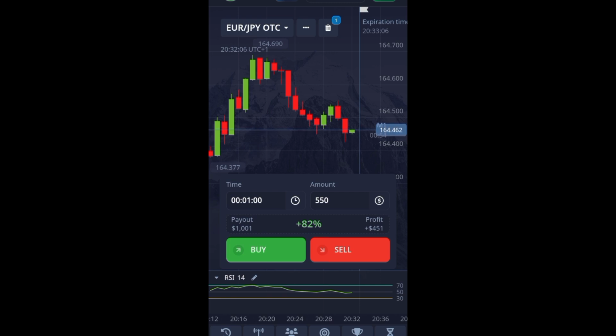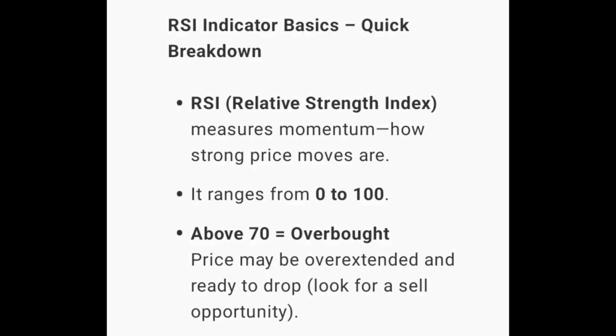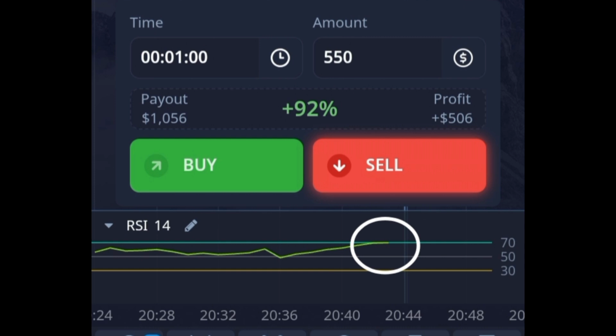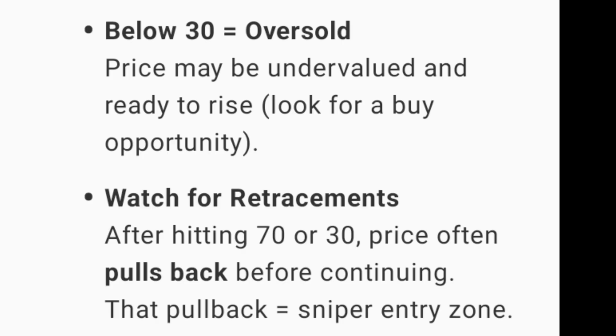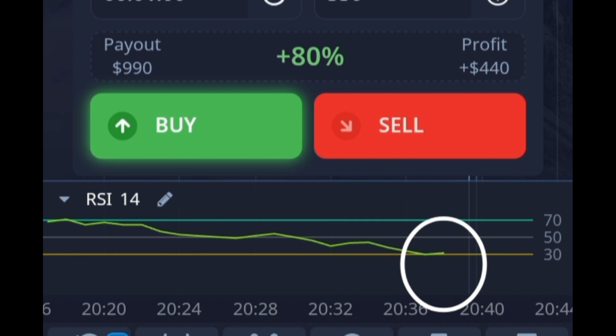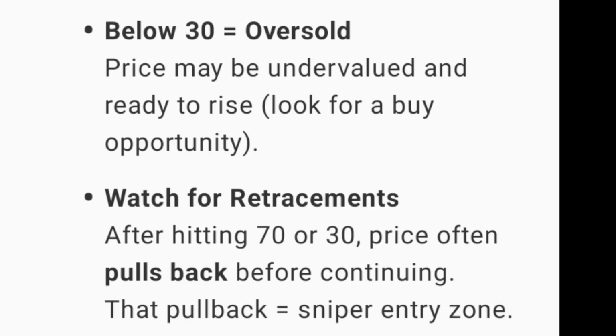Let's get right into the basics of the RSI indicator. The RSI indicator measures the momentum of the price action of an asset. That is how strong the price movements are on the chart. It ranges from 0 to 100, and whenever the RSI indicator is above 70, just like this, it indicates an overbought situation, meaning the price has overextended and is ready to drop, and you should be looking for a sell trade at this point. But whenever the RSI indicator hits 30 or below 30, just like this, it indicates an oversold condition, meaning the price is undervalued and is ready to rise, and you should be looking for a buy opportunity.